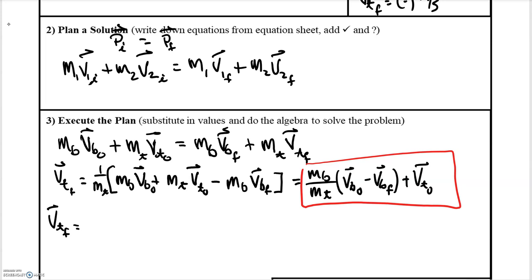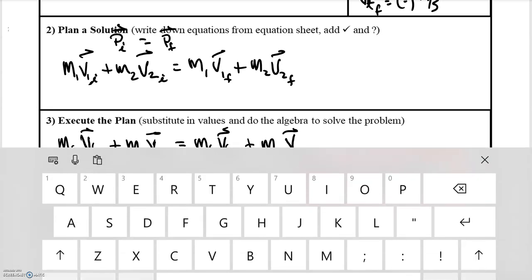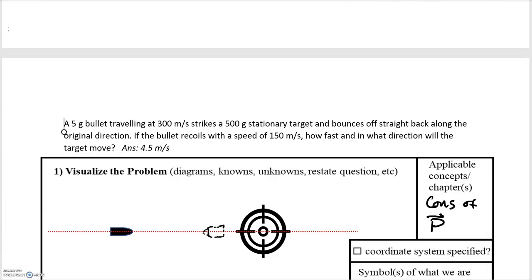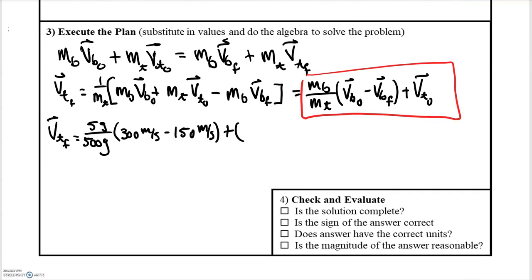So the mass of the bullet is 5 grams divided by the mass of the target, which is 500 grams. And you see we have grams over grams, and so that's how they're going to cancel. The initial velocity of the bullet is 300 meters per second minus the final velocity of the bullet, which is 150 meters per second, plus the initial velocity of the target. That was moving to the left, so that is -5 meters per second.